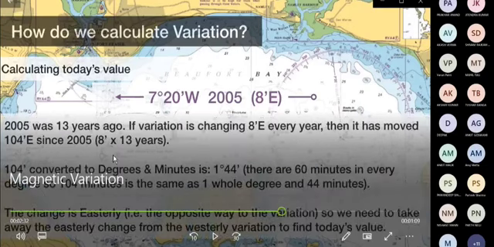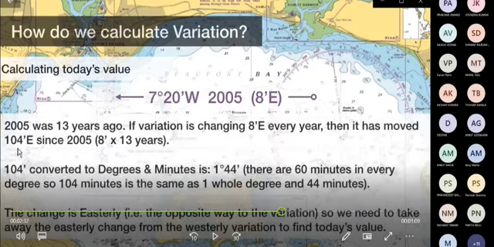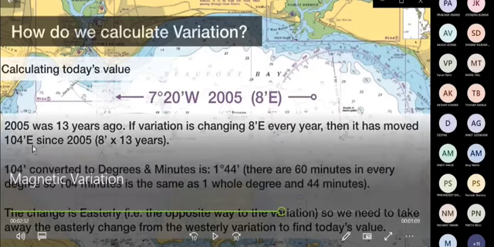ओके बेटा, सो क्या किया हमने, देखो 2005 में वेरिएशन थी 7°20', चेंज हो रहा था 8 मिनट ईस्ट. एक साल में चेंज होता है 8 मिनट्स का, तो हमने पता किया कि 13 साल में चेंज कितना होगा. सो 13 मल्टीप्लाइड बाय 8, हमें आंसर मिल गया 104 मिनट्स. सो वेरिएशन में जो चेंज आएगा वो आएगा 104 मिनट ईस्ट.